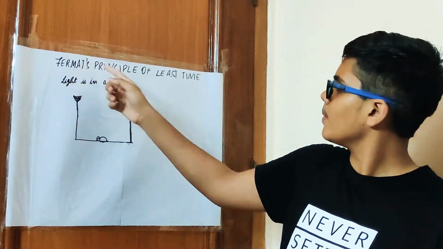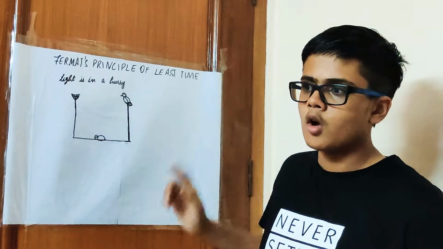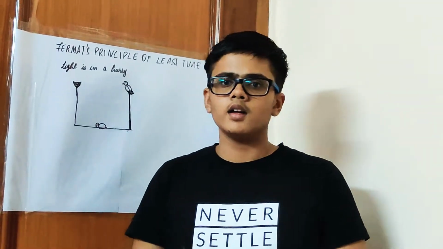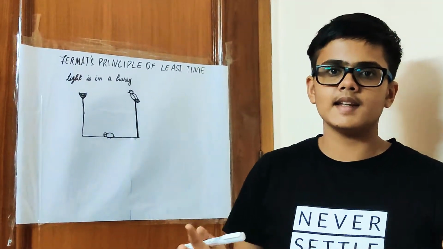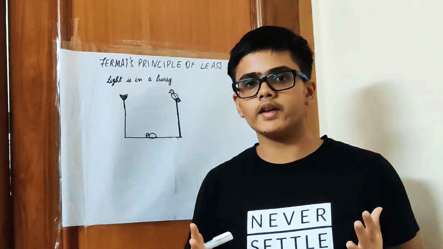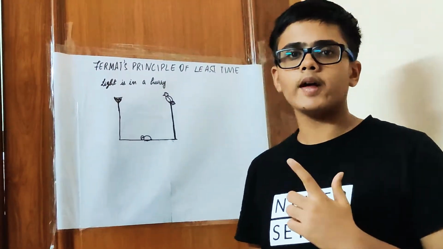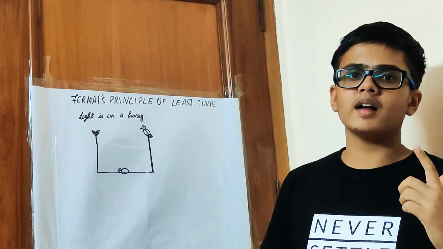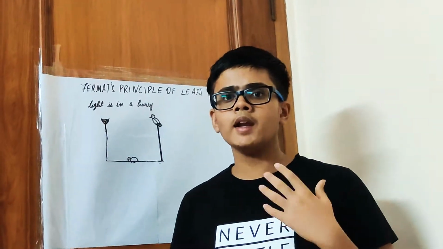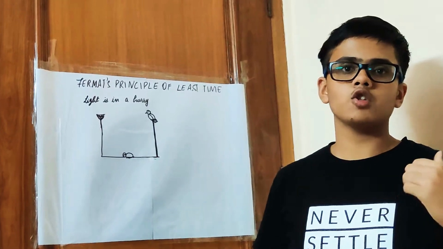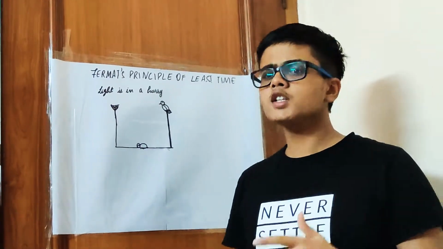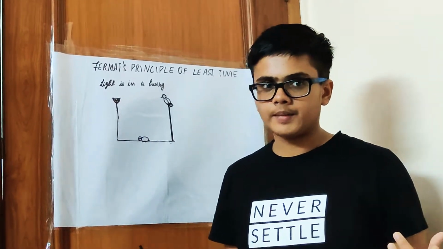So you might read your Fermat's principle of time, or light is in a hurry. Now what do I mean when I say light is in a hurry? I mean that given any 2 points, light will always take the quickest path connecting them. Now mind you, when I say the quickest path, I do not mean the shortest path, because the shortest path may not always be the quickest path.